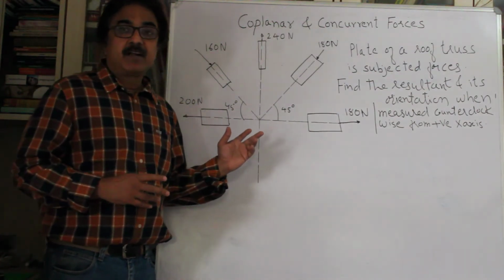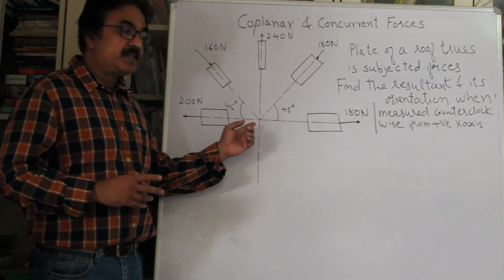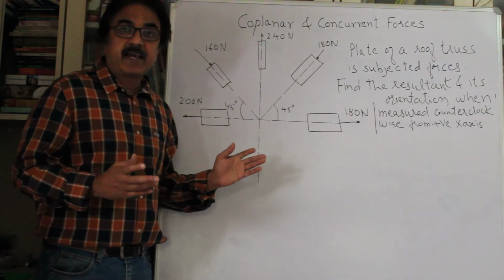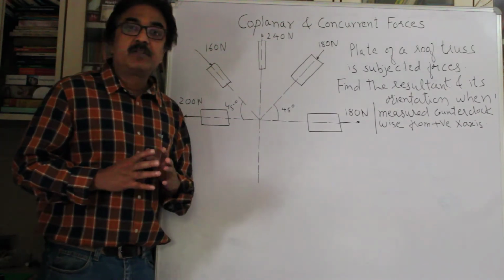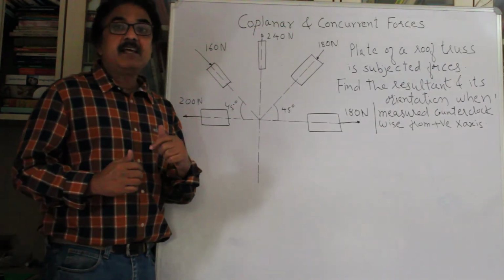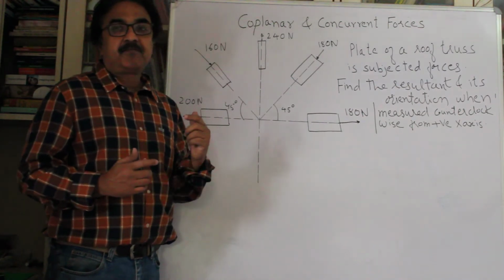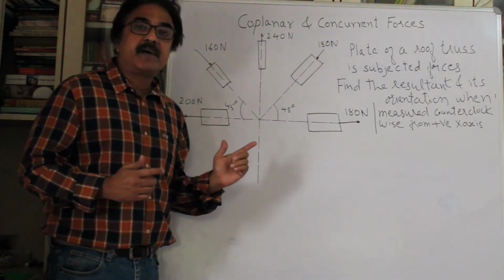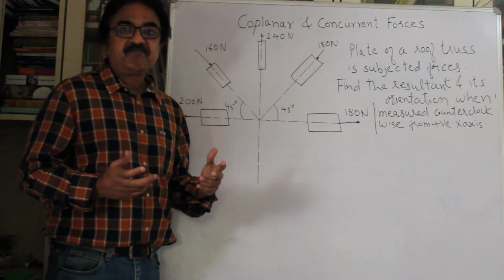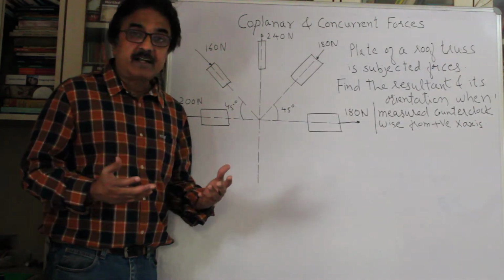You can immediately sense that these are coplanar and concurrent forces. They are passing through the origin. Their directions are given, the angles which they make with the x-axis are also given. You are asked to find the resultant, and the orientation of the resultant has to be measured from positive x-axis in a counterclockwise manner. So our first thing is to find the magnitude of the resultant, and we should be able to find out in which quadrant it lies.